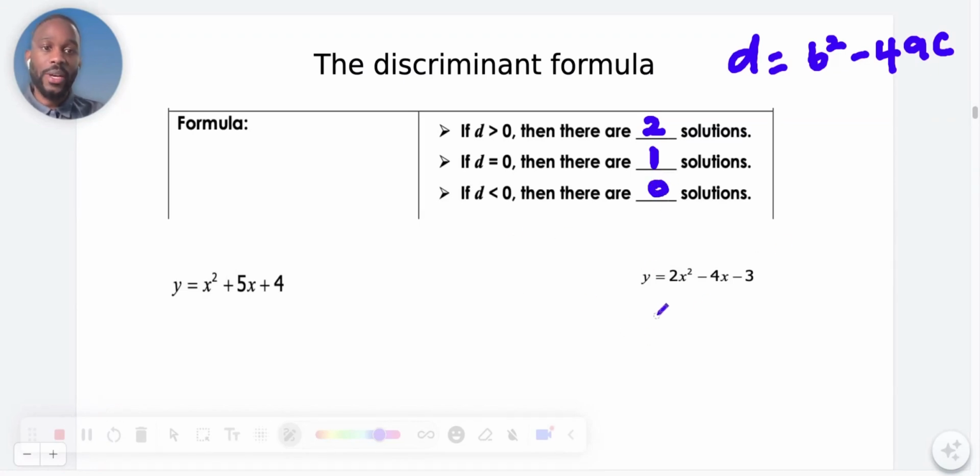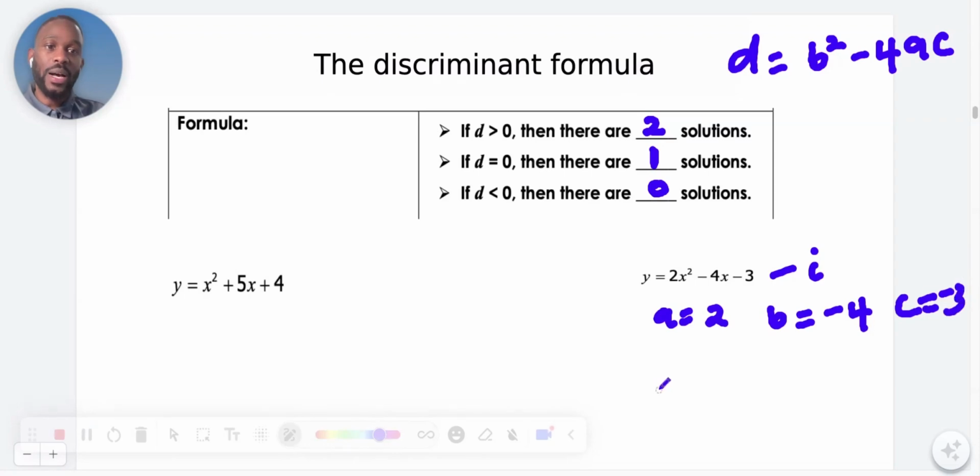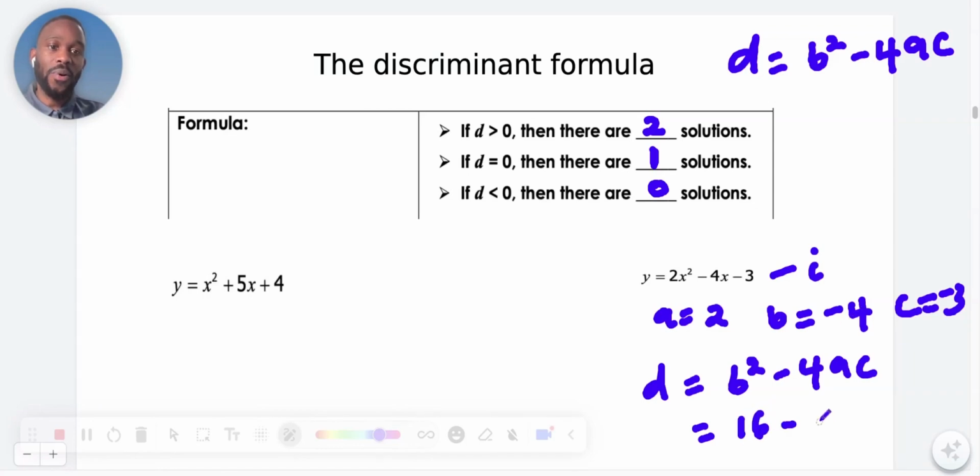So if you're given this equation here, let me call this equation 1. That means my a is always the coefficient of x squared. So my a is 2, my b is -4, and my c is -3. So I'll get D, and this is b squared minus 4ac. So b squared is 16. -4 times -4 gives me 16, minus 4 times 2 times -3. Even before working out what this gives you, it's going to give you a value greater than 0. So we're getting a discriminant D greater than 0.